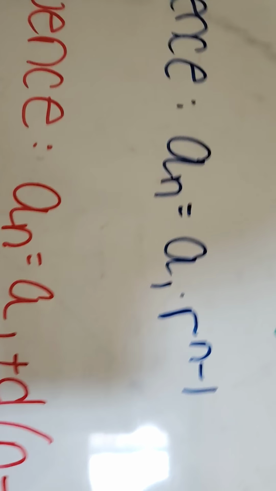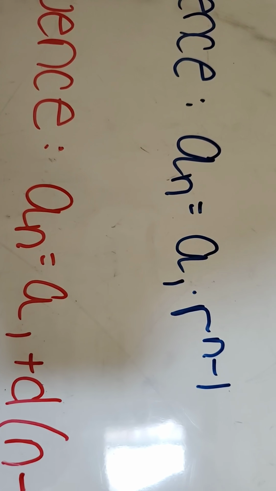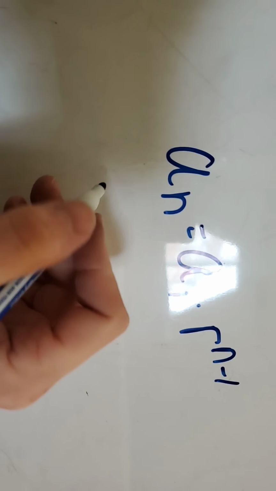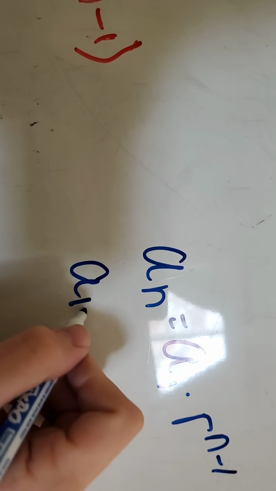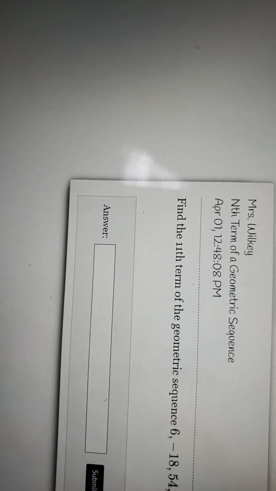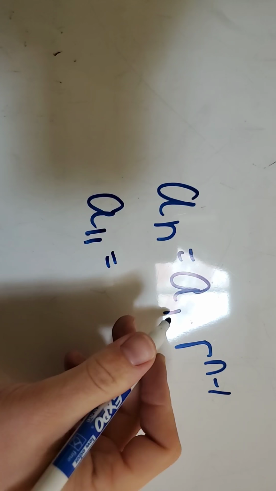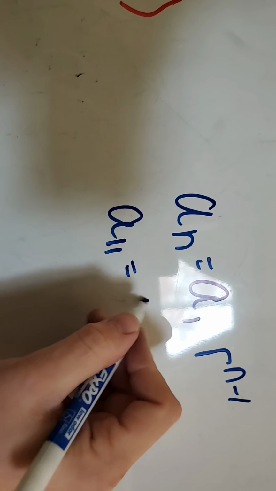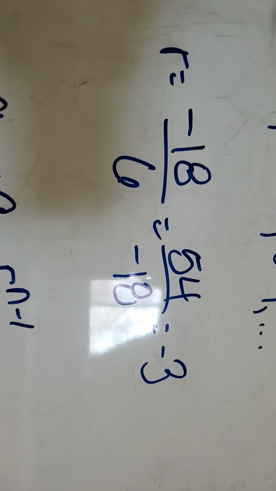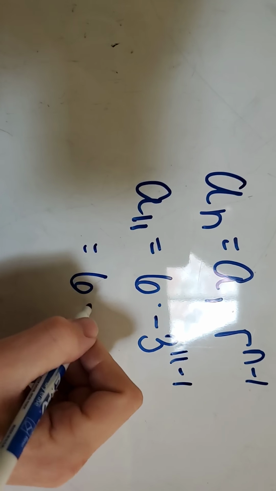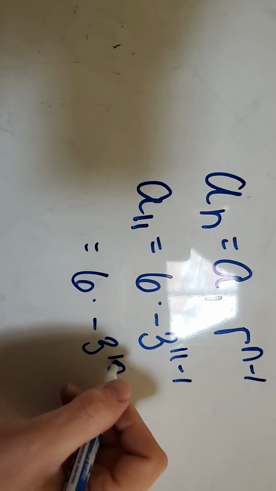All right. So a_n is a_1 times r to the n minus 1. We're looking for a_11, so you find the 11th term. So a_11 equals a_1. What is a_1? 6, times r. What is r? Negative 3 to the n minus 1. What is n? 11. Well then, just 6 times negative 3 to the 10th power, which is a big number. We're going to do that in our calculator.